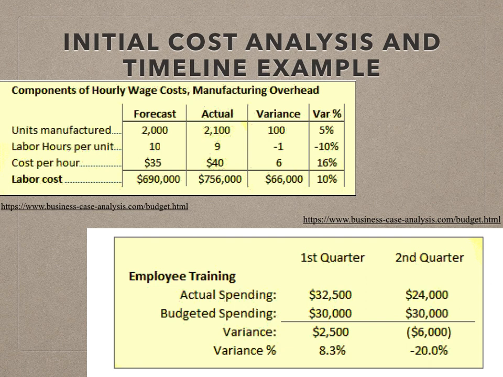So in my 2 examples, I have the components of hourly wage costs and manufacturing overhead. So you can see units manufactured, labor hours per unit, cost per hour, and labor cost. And these are just some examples of what my timeline example is going to be. For the employee training, which I didn't speak about earlier, you have the first quarter and second quarter. I'm not sure how many quarters we will need for employee training, but you can see the actual spending, the budgeted spending, the variance, and the variance percentage.